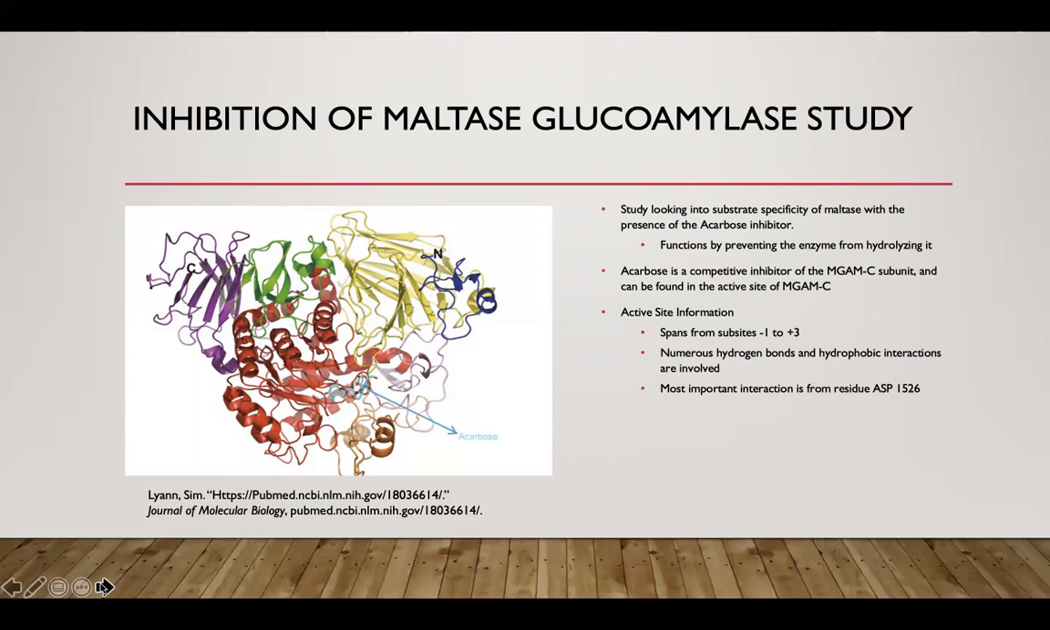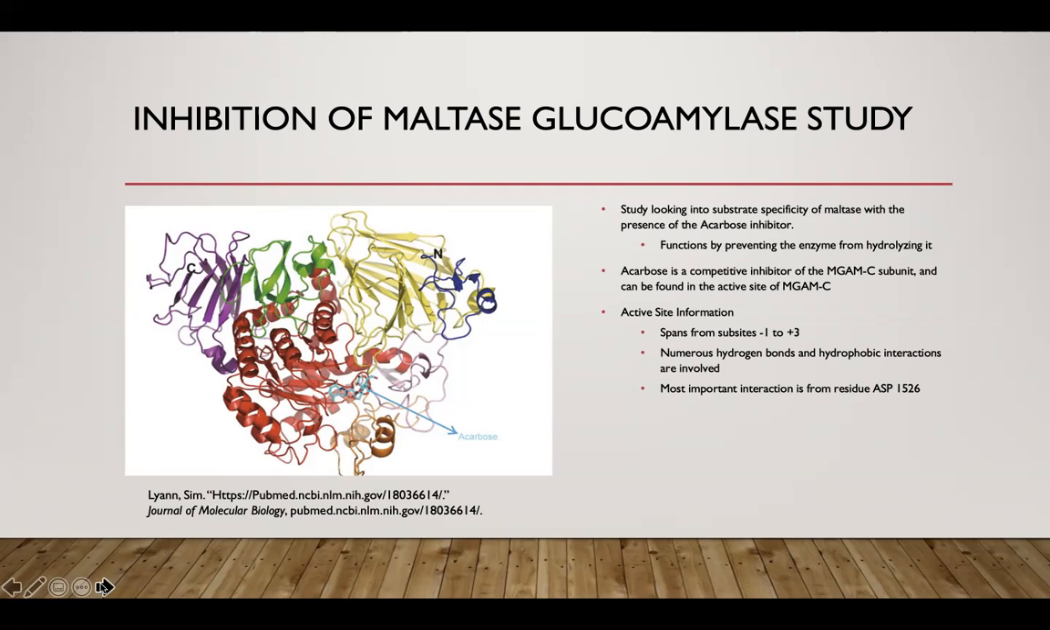First, the subsites of MGMC expand from -1 to +3. We will see why this is crucial in the next slide, but stick with me for now. The next thing to note is that there are both numerous hydrogen bonds and hydrophobic reactions between the MGMC subunit and arquebus. The most important one to note, though, is the residue of ASP 1526, which actually forms one hydrogen bond with the atom N4B of arquebus. This in turn makes it a candidate for an acid-base catalytic residue. This will be essential to the overall inhibition process.